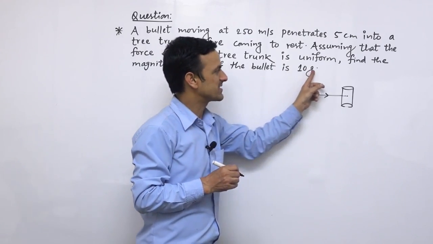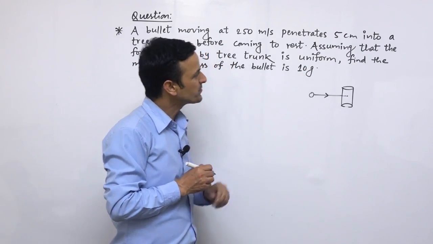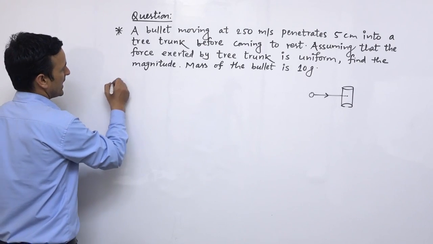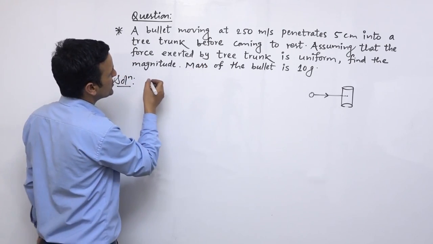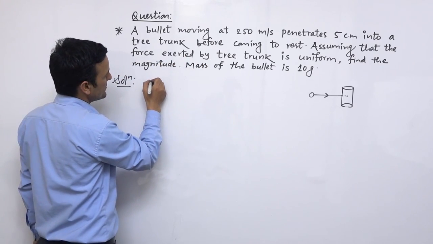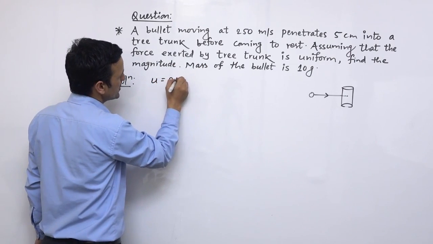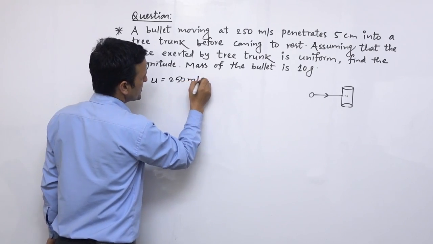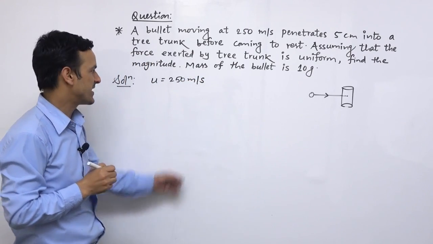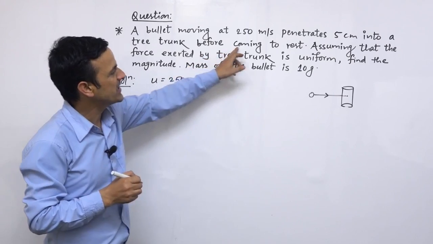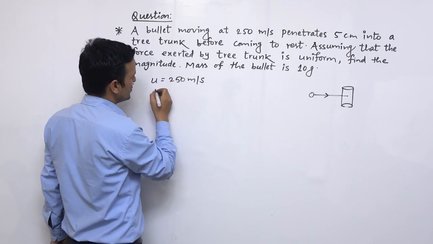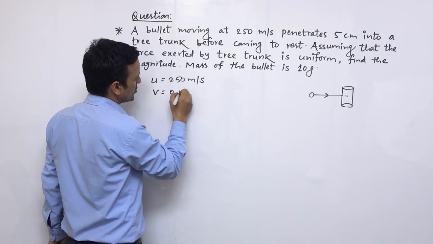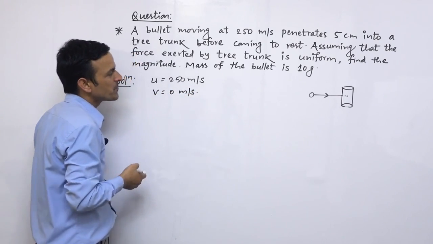Mass of the bullet is 10 gram. So it is given by the question. So let's solve this question. First of all, pick out the information. 250 meter per second means its initial velocity. Its initial velocity, this one. And finally it comes to rest, so its velocity becomes 0. So V is equal to 0 meter per second.